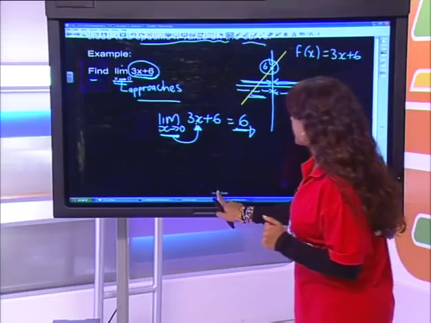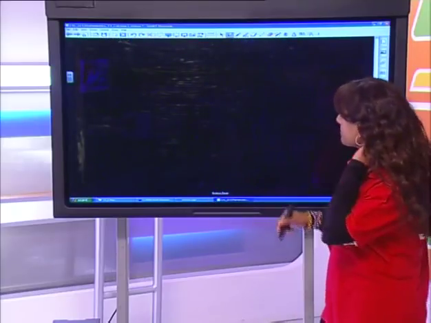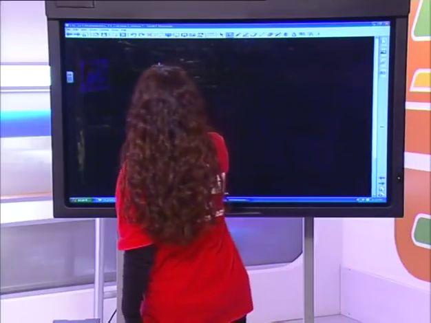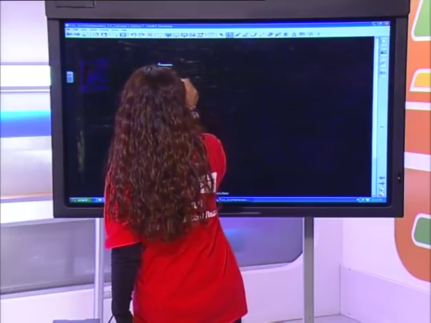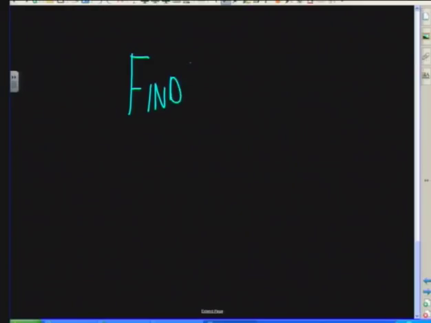Okay, guys, so I'm going to take another example and I'm quickly going to make one up just to continue with this idea of a limit. Find the limit of x as x approaches 2 of the function x squared plus 2. So we want to find the limit as x approaches 2 of the function x squared plus 2.